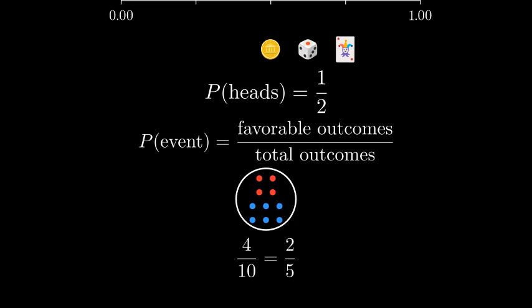Example, a bag has 4 red balls and 6 blue balls. What's the probability of picking a red ball? Favorable is 4. Total is 10. Probability is 4 over 10, which simplifies to 2 over 5.